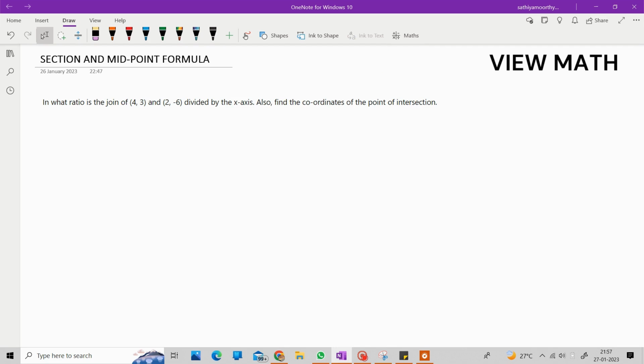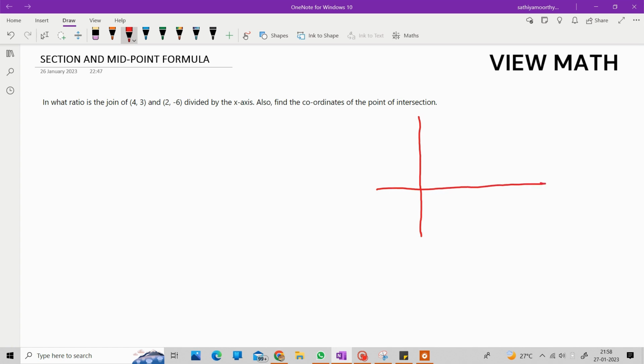Today let's see a problem under the section and midpoint formula chapter. Now the problem is, in what ratio is the line joining (4, 3) and (2, -6) divided by the x-axis? Also find the coordinates of the point of intersection. What they have given is two points, the line segment's two end points. So let me explain it with a graph.